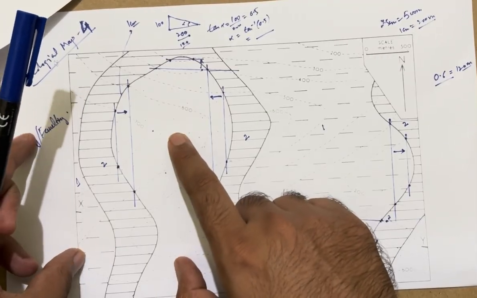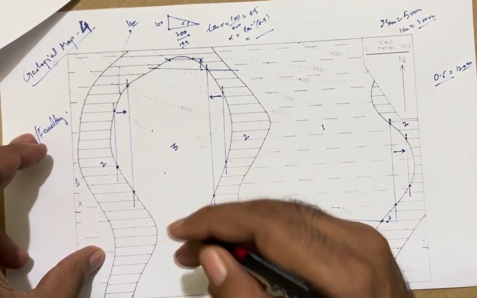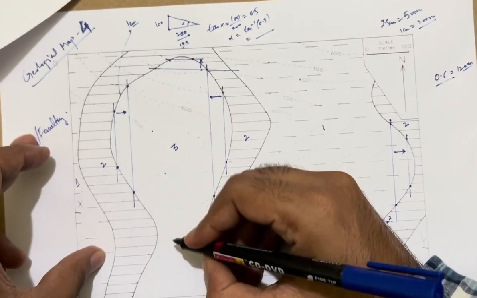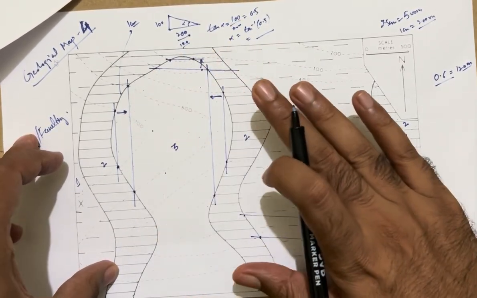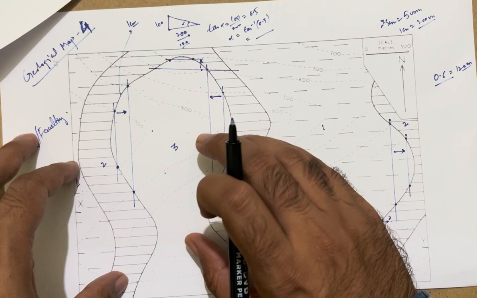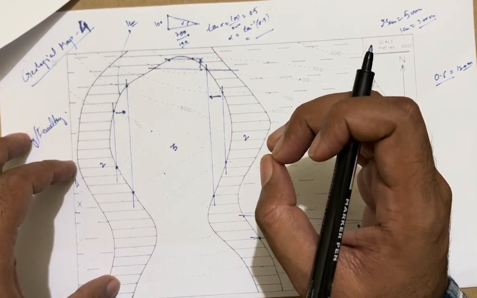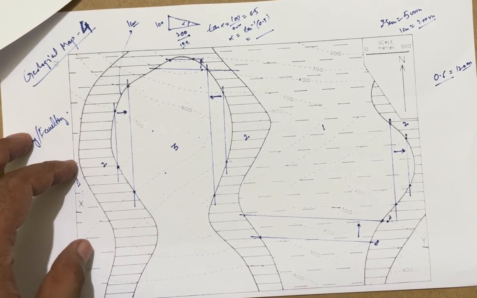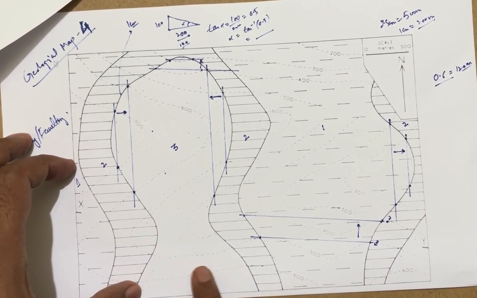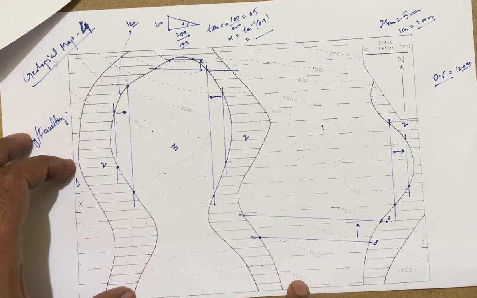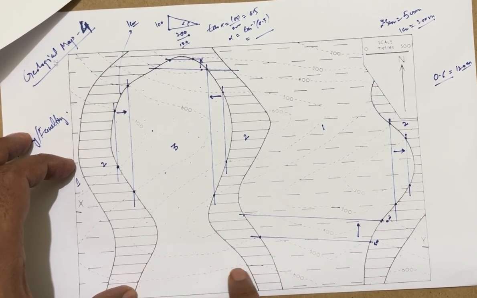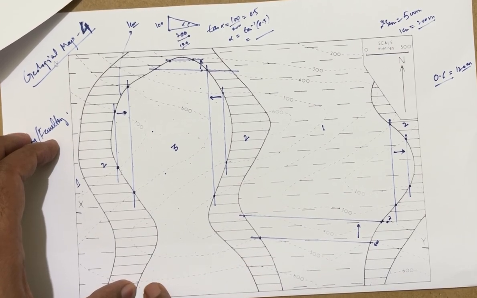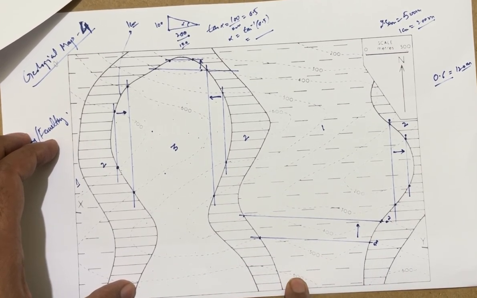Why is it a syn form, but plunging toward north instead of south? I will draw it later, but I want to explain it to you in detail. Suppose this part is at higher elevation. This contour is the 600 contour. We are getting some rock at the 600 contour.